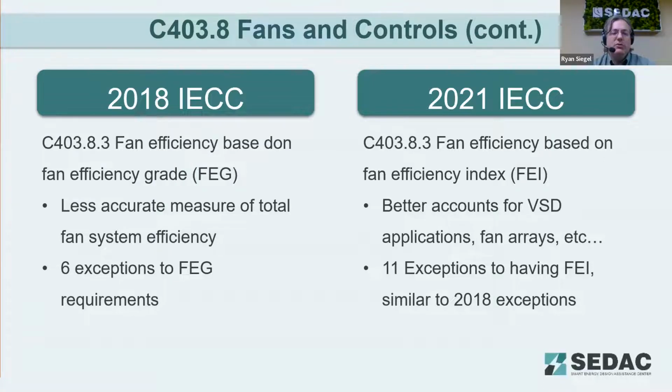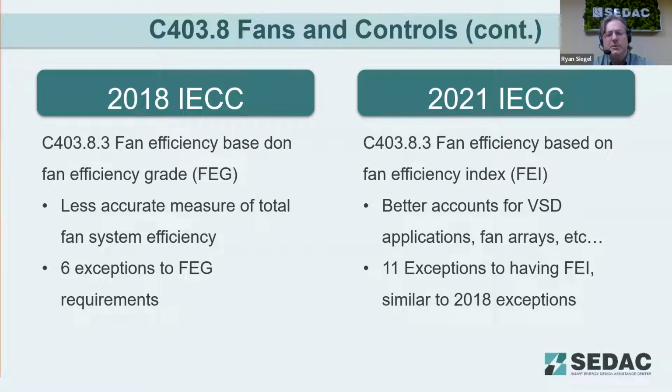So, the other thing is we're moving from fan efficiency grade to a fan efficiency index. The fan efficiency grade was predominantly focused just on the fan assembly itself and how efficiently it was able to move air, whereas the fan efficiency index is looking at the entire fan system. So it even includes like what variable speed drive you're including with that, fan arrays rather than single fans.